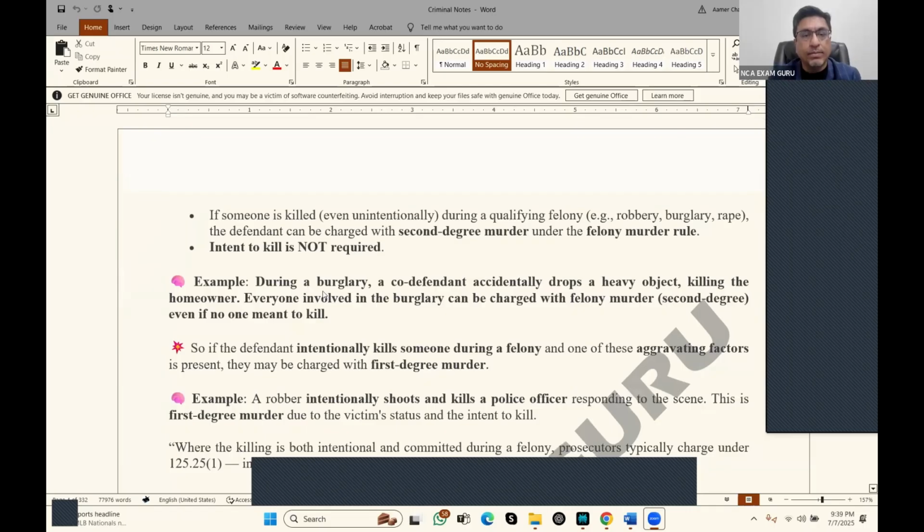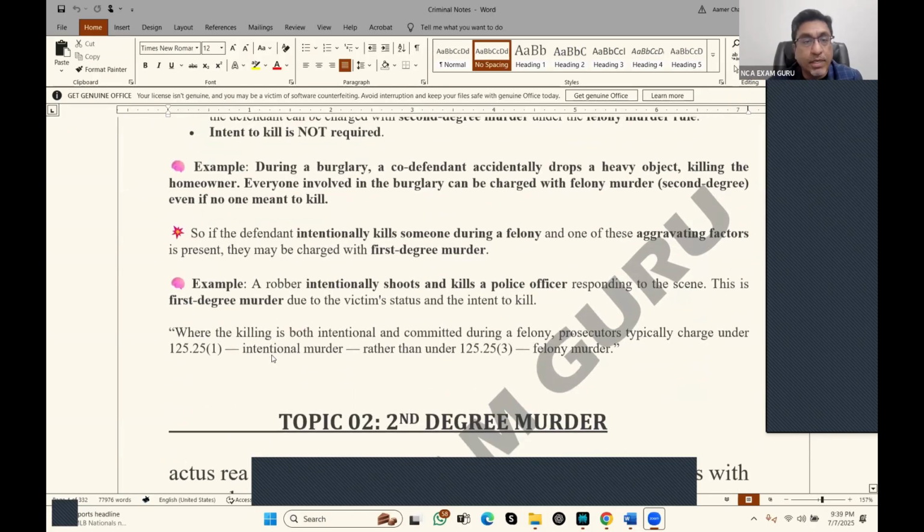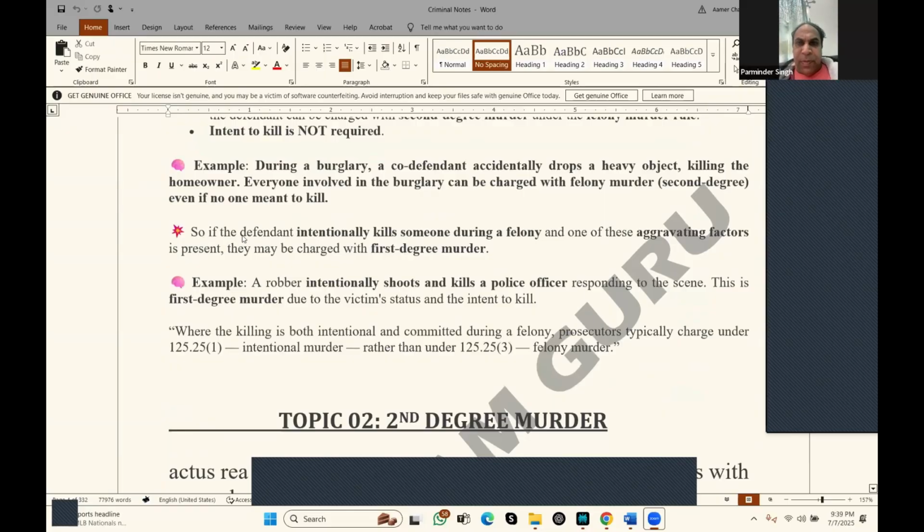Keep reading. During a burglary, a co-defendant (co-defendant means more than one accused), Amir and Amir's brother, accidentally drops a heavy object, killing the homeowner. Everyone involved in the burglary can be charged with felony murder second degree, even if no one meant to kill. So if the defendant intentionally kills someone during the felony and one of these aggravating factors is present, they may be charged with first degree murder.